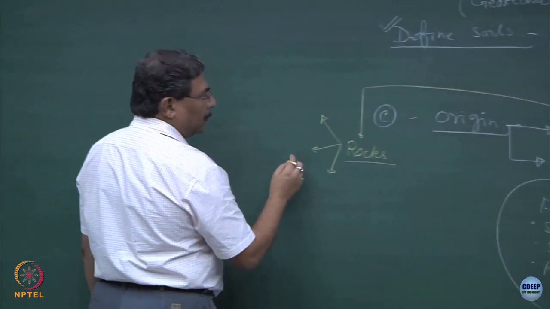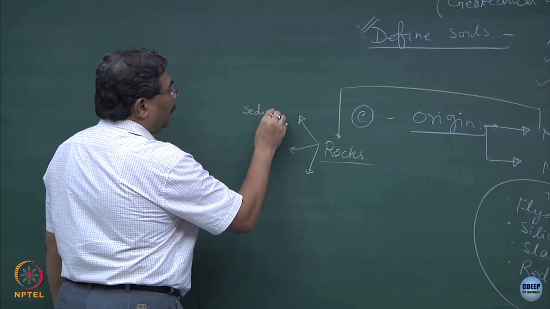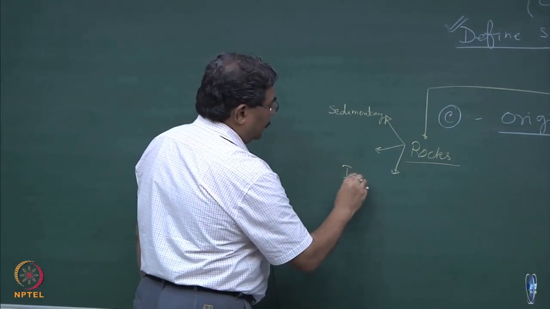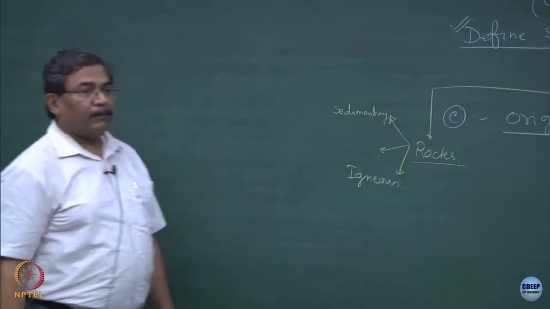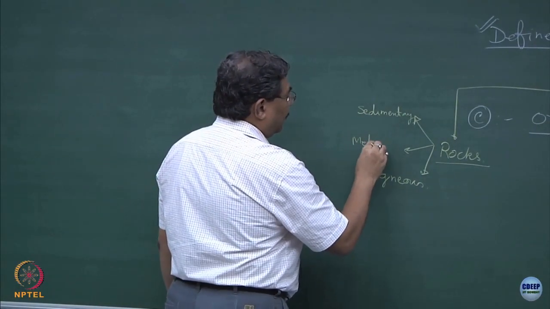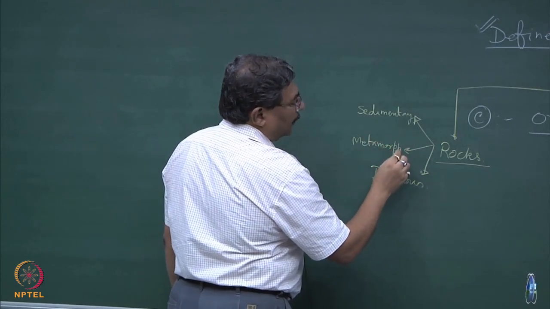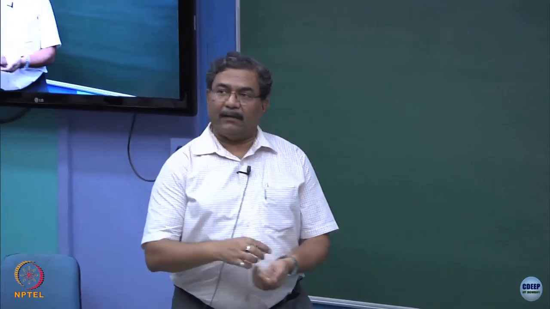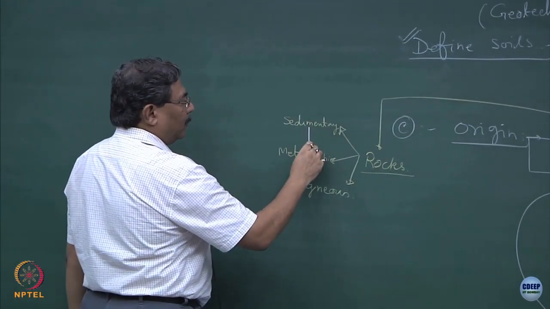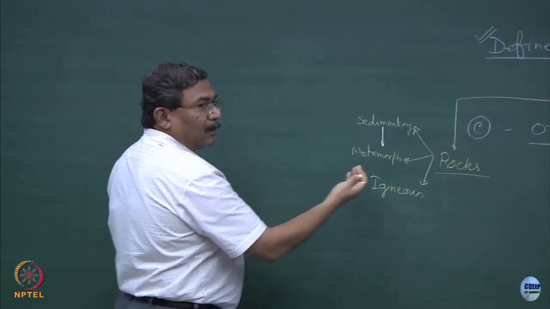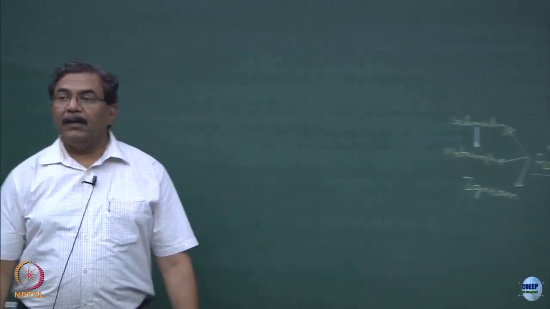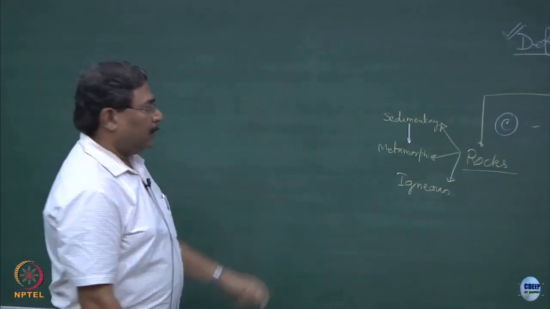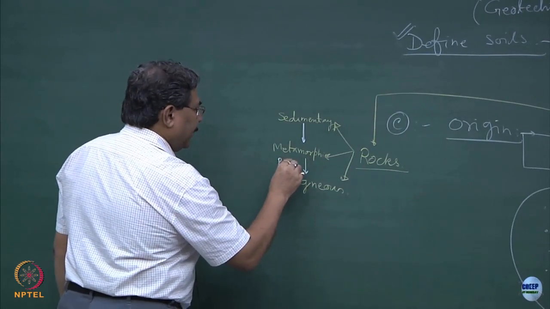Very good. Sedimentary, then... why have I written it like this? Metamorphosed or metamorphic? So, this is basically the rock cycle, is it not? Sedimentary to metamorphosed or metamorphic, and further action of pressure and temperature and all the agencies which we have discussed, the carriers. Mostly this is P and T, pressure and temperature condition.